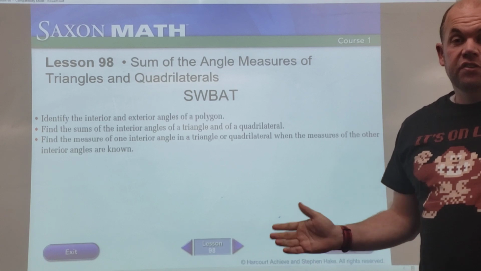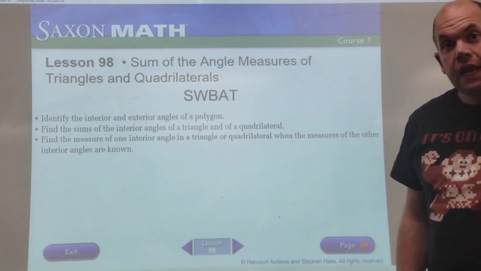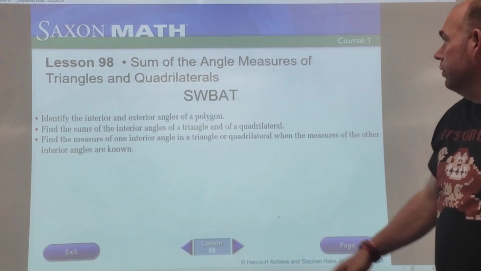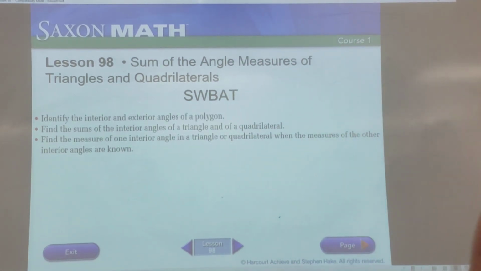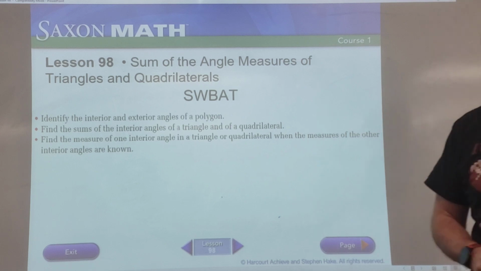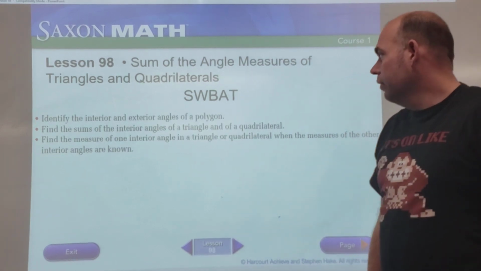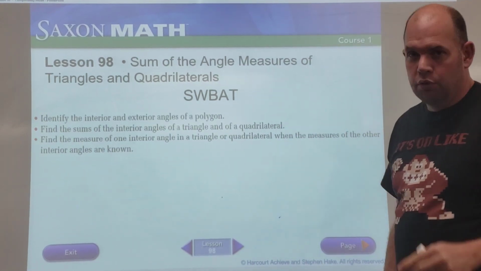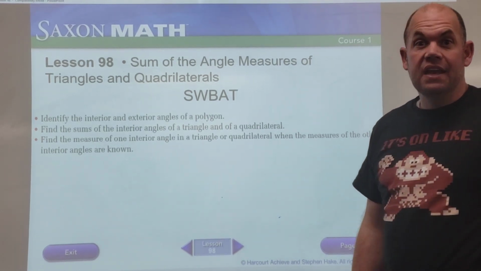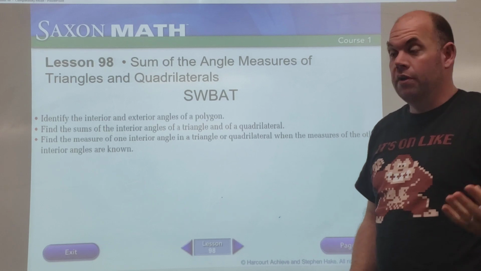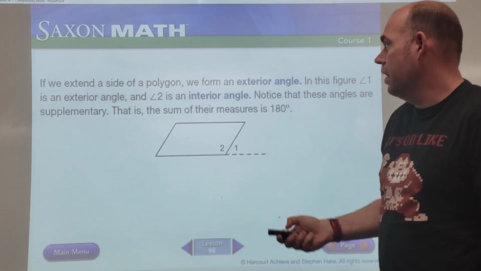Now, just like our last few lessons, we're going to be looking at angles. This time we're going to look at the sum of the angle measures of triangles and quadrilaterals. So we'll be looking at both the interior and exterior angles of a polygon, those two specific kinds of polygons, triangles and quadrilaterals. And if we know some of the angles, we'll solve to figure out what the unknown angles are.